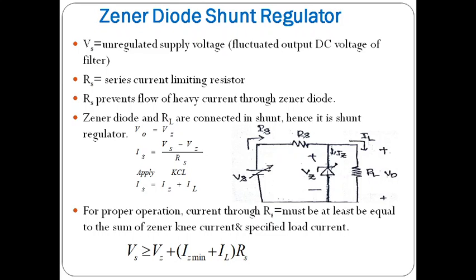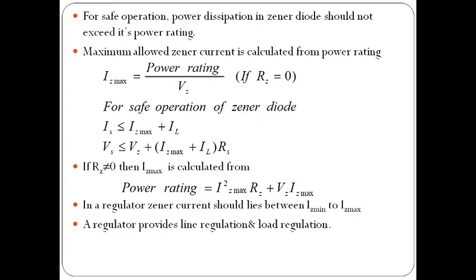When it enters the breakdown region, a sudden current will flow. That is the maximum current, called Iz maximum. This was already discussed in the zener diode characteristics. For proper operation of the zener diode as a shunt regulator, we must have Vs greater than or equal to Vz plus (Iz minimum plus IL) times Rs. Vz is the zener breakdown voltage, Iz minimum is the zener knee current, IL is the load current, and Rs is the series limiting resistance.